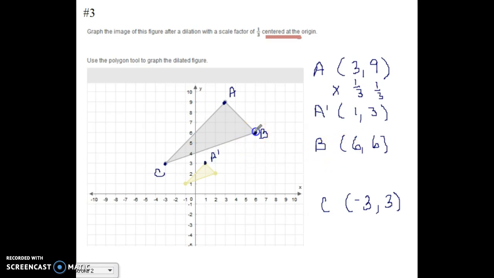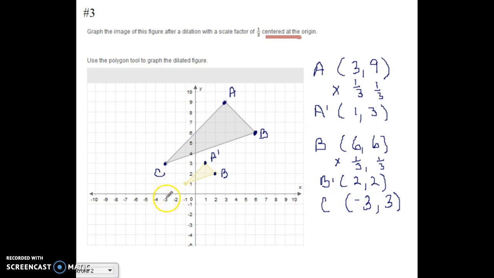B, if I look at B, that is at 6, 6. I'm going to multiply both by 1/3. So for B prime, 1/3 of 6 is 2, and the same coordinate for our y. So 2, 2. Here is our B prime.